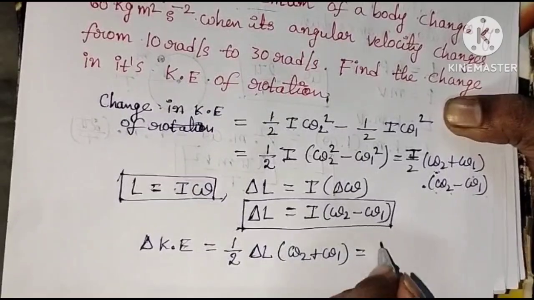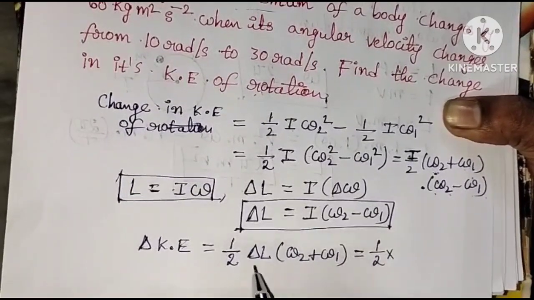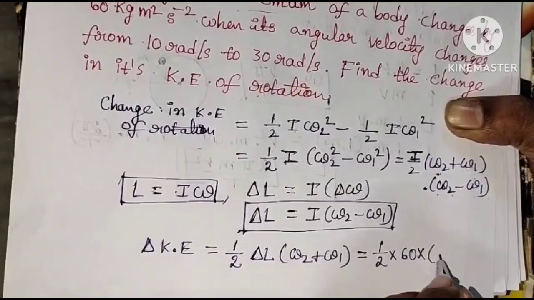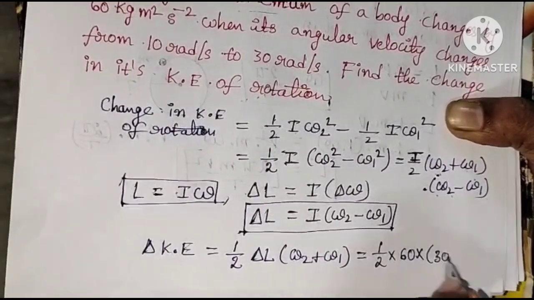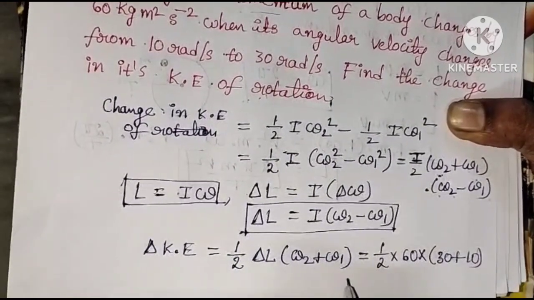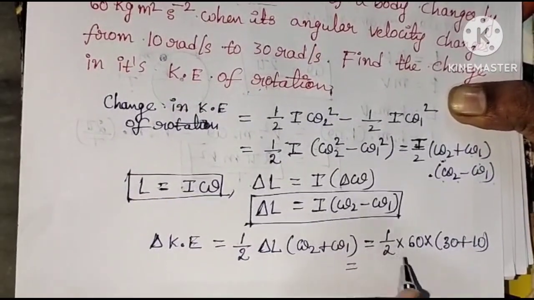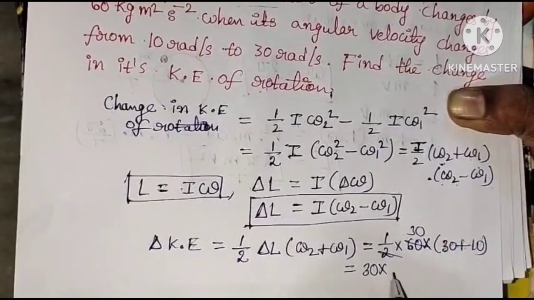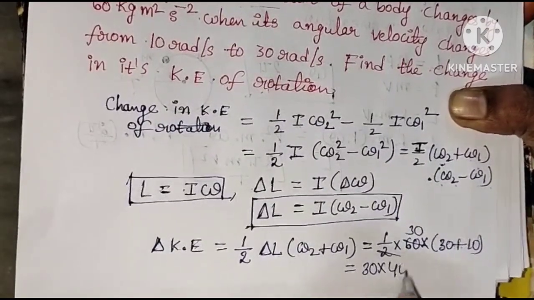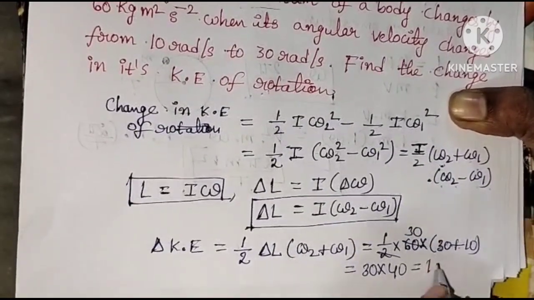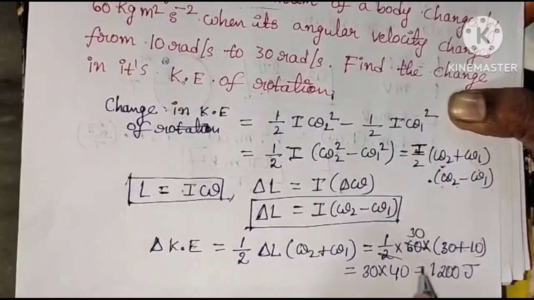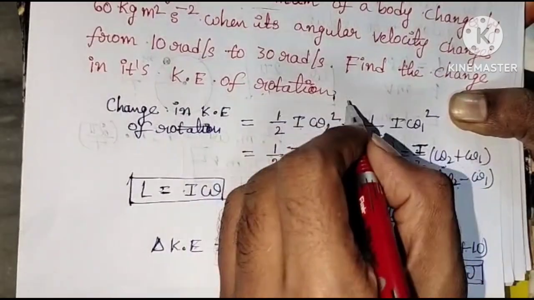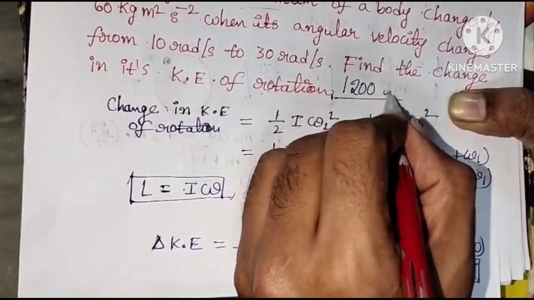Now substitute all values. 1 by 2. Here the change in angular momentum is already given: 60 into omega 2. Omega 2 is 30 radians per second, omega 1 is 10 radians per second. Now simplify further. 1 by 2 into 60 is 30, into 30 plus 10, 40. 30 into 40 is 1200 joules. Therefore, the change in rotational kinetic energy is 1200 joules. So the final answer is 1200 joules.